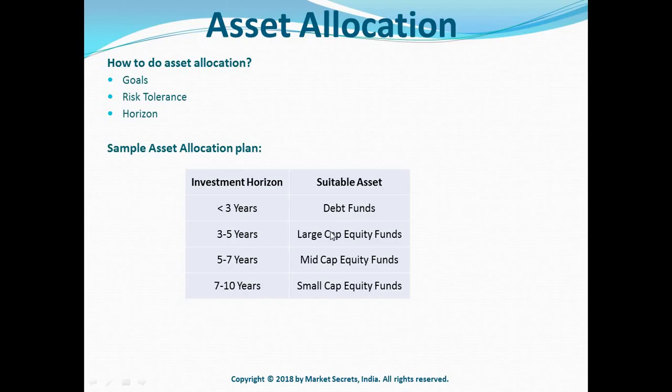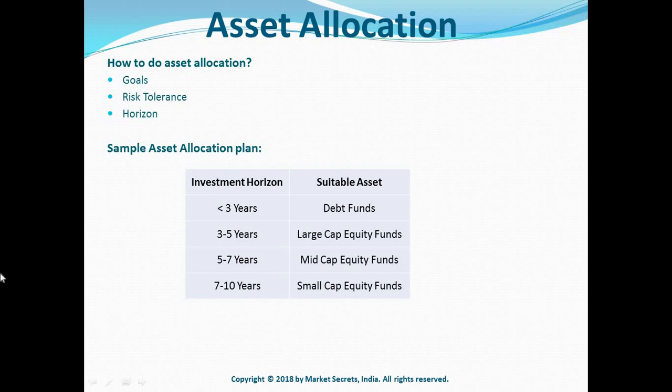So what is asset allocation? Asset allocation is an investment strategy that aims to balance risk and reward by allocating a portfolio's assets according to an individual's goal, risk tolerance and investment horizon. To put it in simple terms, asset allocation should be based on your goals, your risk tolerance and your investment horizon.